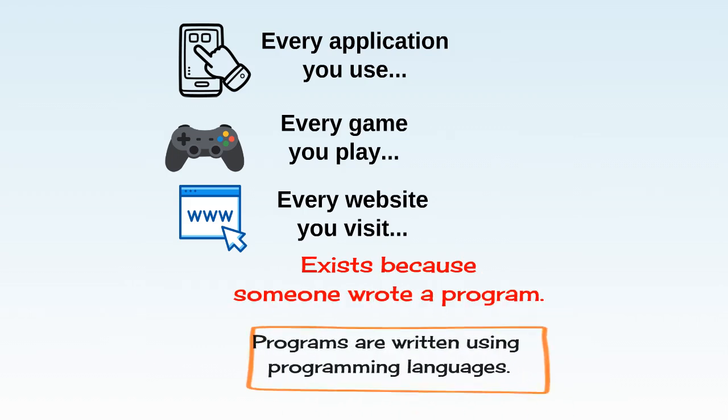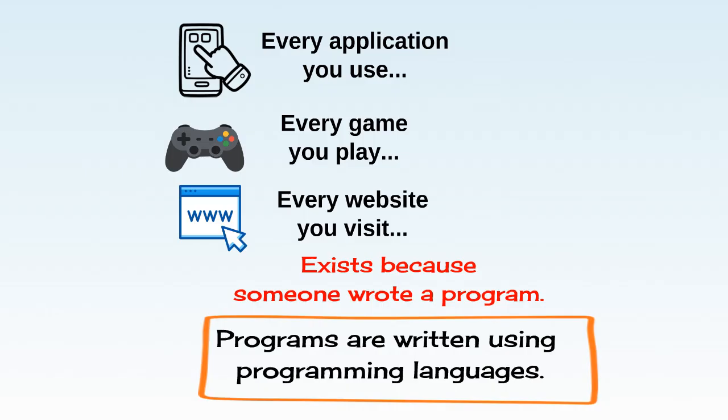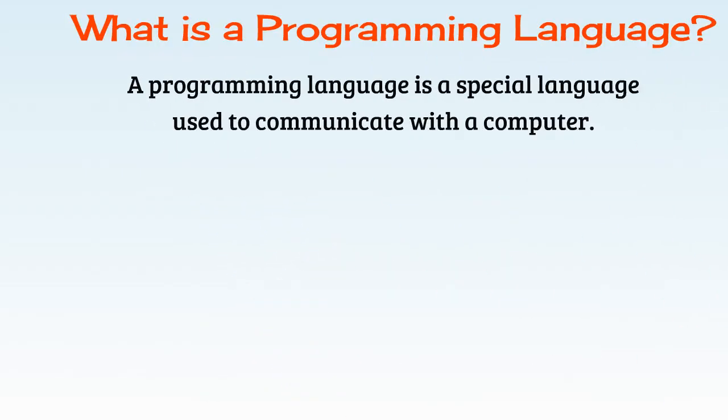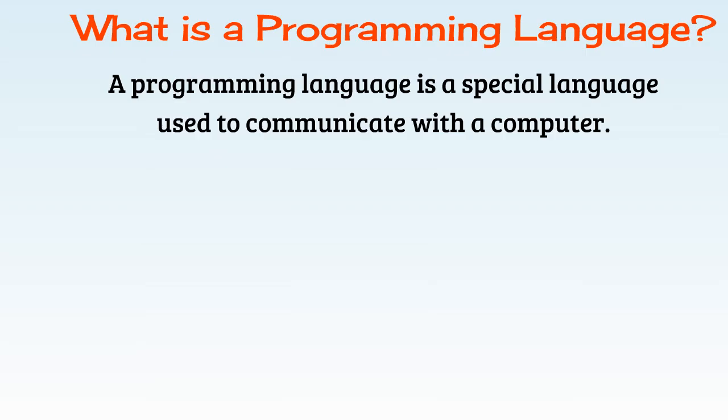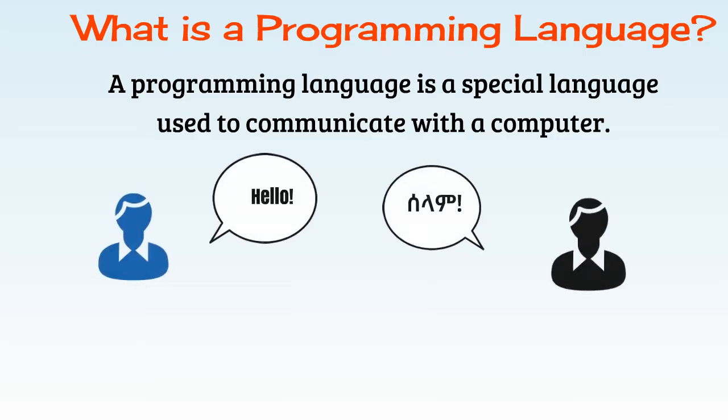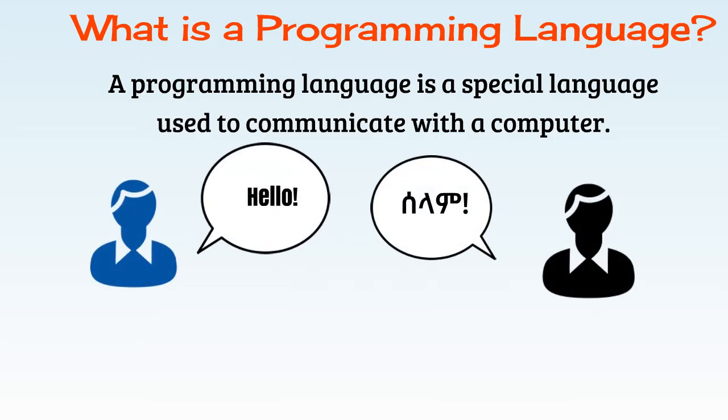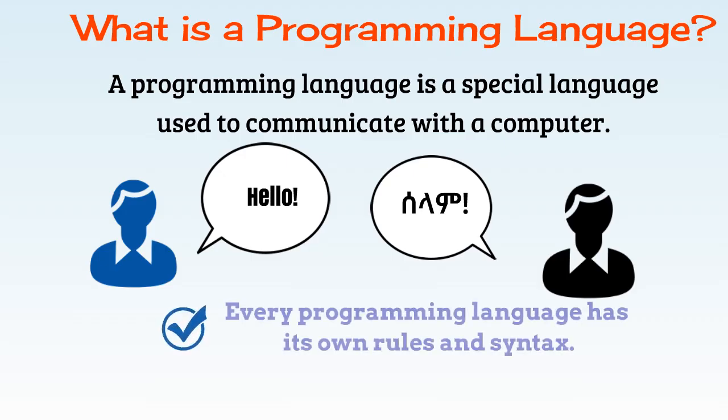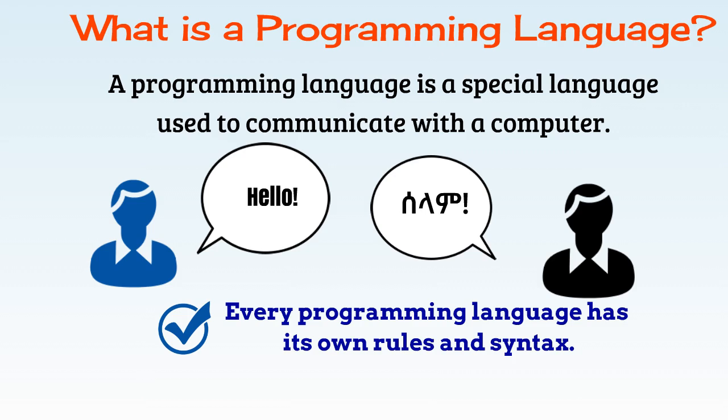But how are these programs written? They're written using programming languages. What is a programming language? A programming language is a special language used to communicate with a computer. Just as people use languages like English or Amharic to communicate with one another, programmers use programming languages to communicate with computers. Every programming language has its own rules and syntax. These rules allow programmers to write instructions that can eventually be understood and executed by the computer.